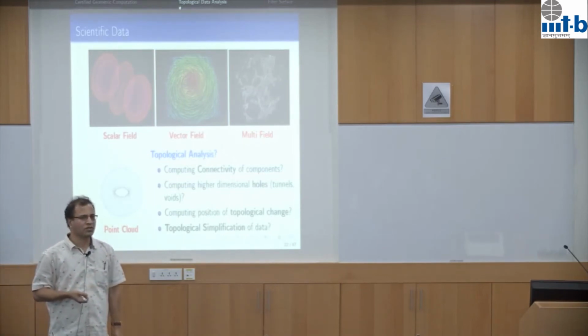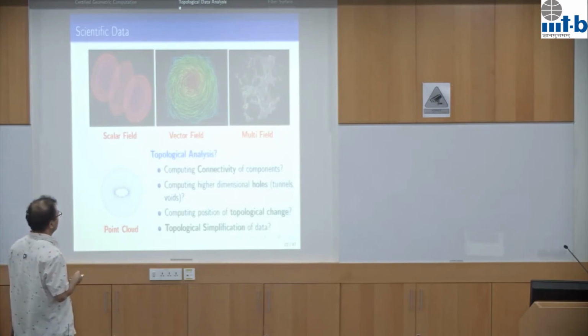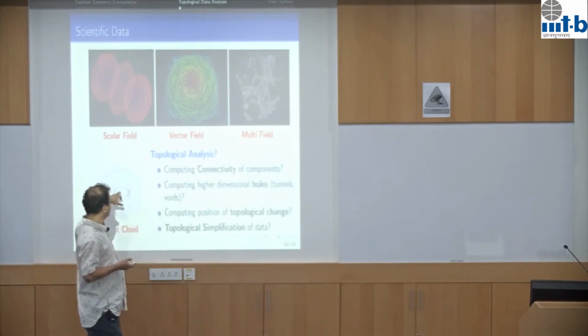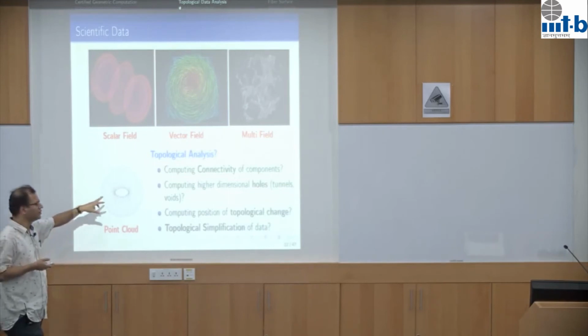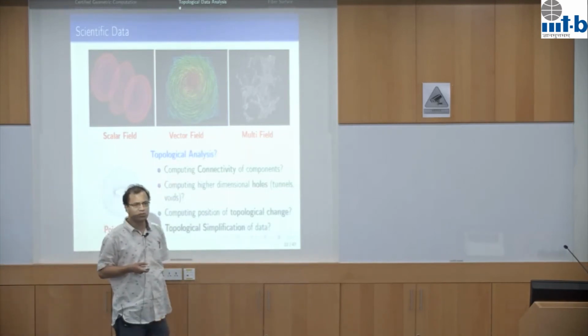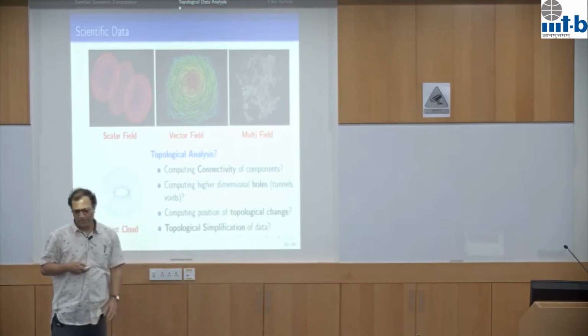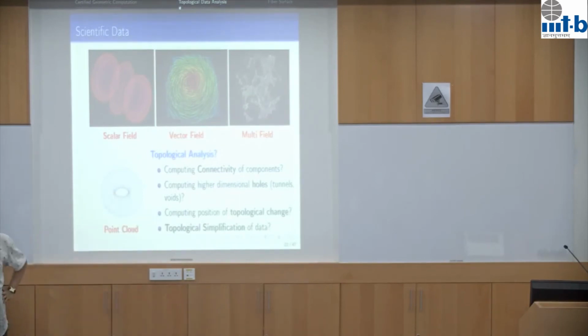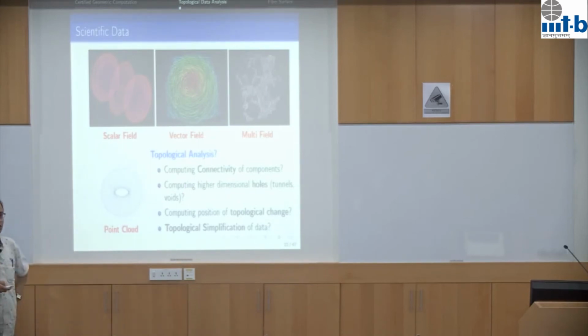What kind of analysis do you want to do using topological data analysis? We want to compute the connectivity of different components. A component also has certain meaning, like a contour of a scalar field. And we want to compute higher dimensional holes like tunnels and voids in the shape. These are also used in molecular biology, where you want to see tunnels in the data. We also want to compute the positions where topological changes happen, where one component splits into two, or some other topological properties change.